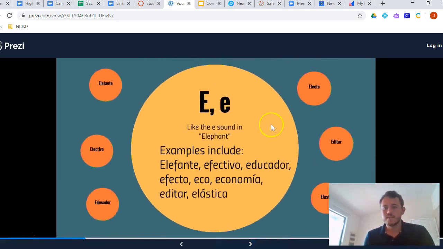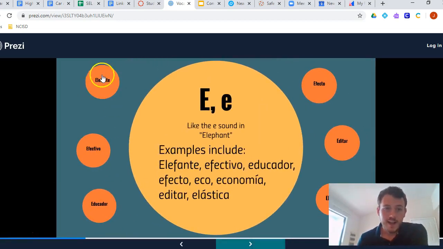E, as I said, is like that EI in 8. So we have elefante, which means elephant. Elefante. Efectivo. Educador. Efecto. Eco. Economía. So you can hear that it's always that E like in elephant.